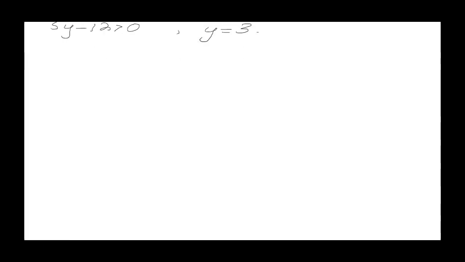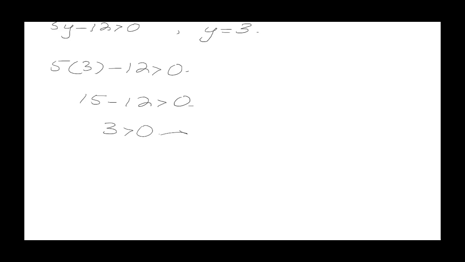First, let's write the value of y. We can write 5y as 5 bracket 3 minus 12 is greater than 0. So 5 3s are 15. 15 minus 12 is greater than 0. Now what is 15 minus 12? That is 3. So 3 is greater than 0. So we can say this is true. The value satisfies the given inequality.